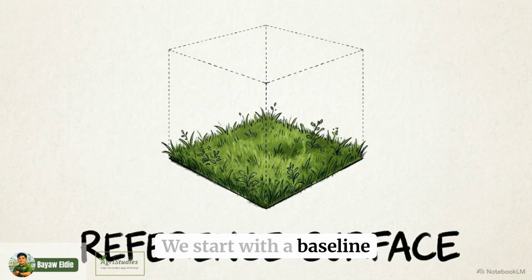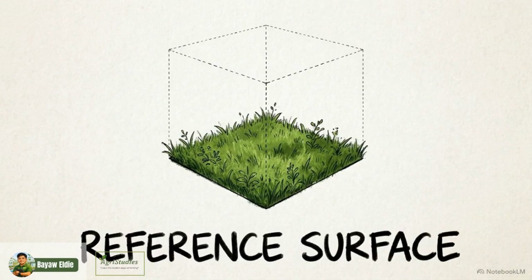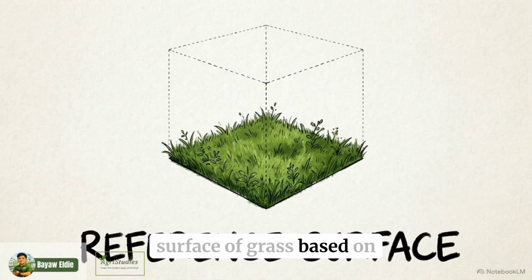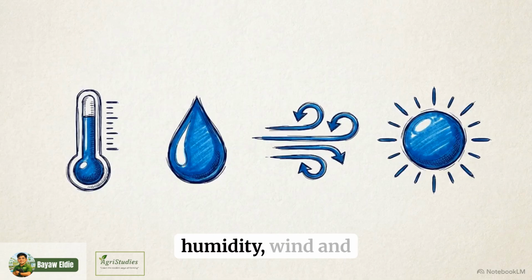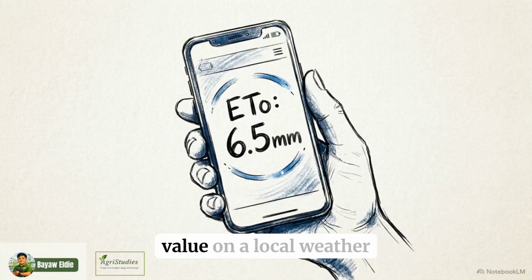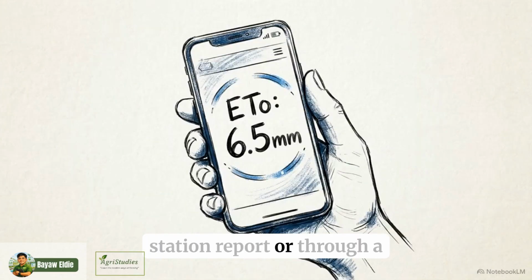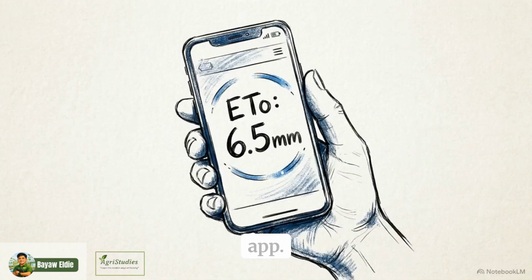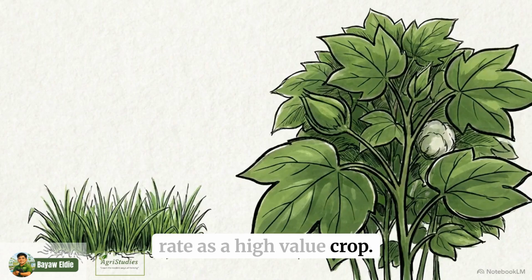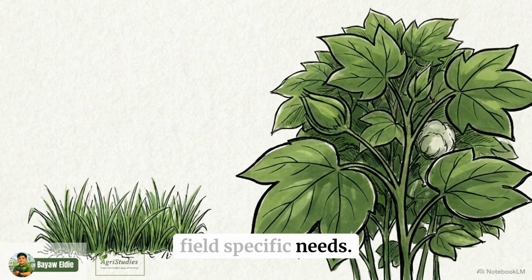We start with a baseline value called ETO. This represents the amount of water lost from a standard surface of grass based on yesterday's temperature, humidity, wind, and radiation. You can find yesterday's ETO value on a local weather station report or through a dedicated meteorological app. However, grass doesn't consume water at the same rate as a high-value crop. Weather data alone isn't enough to determine your field's specific needs.